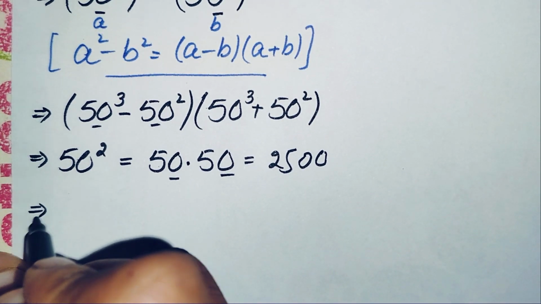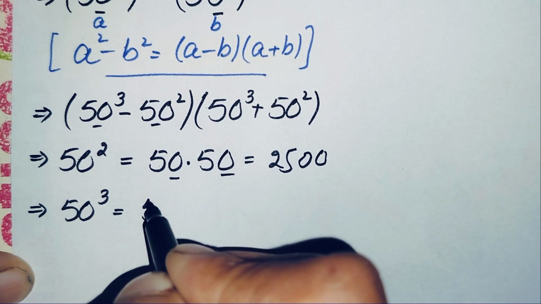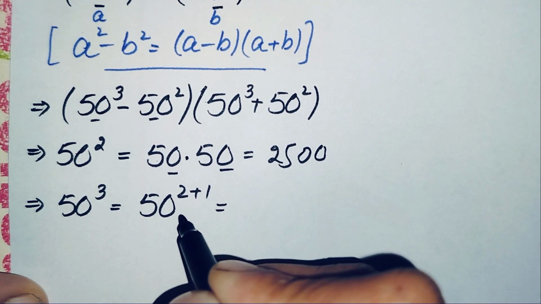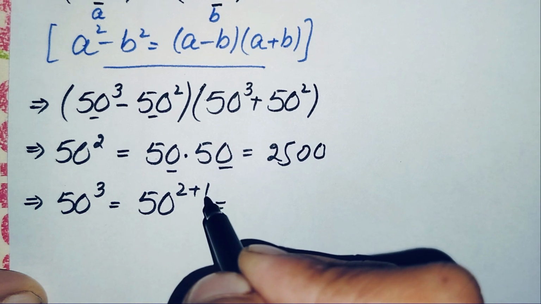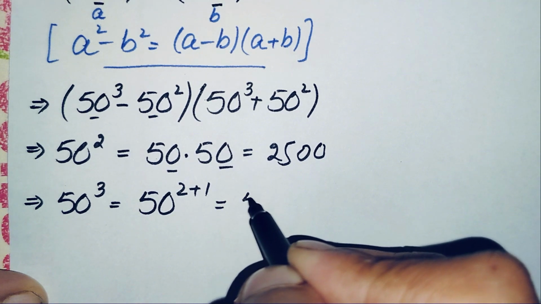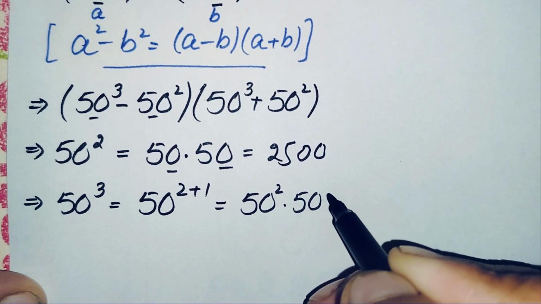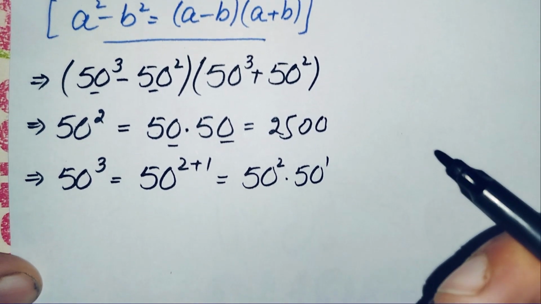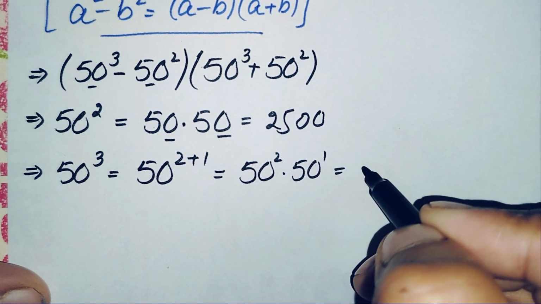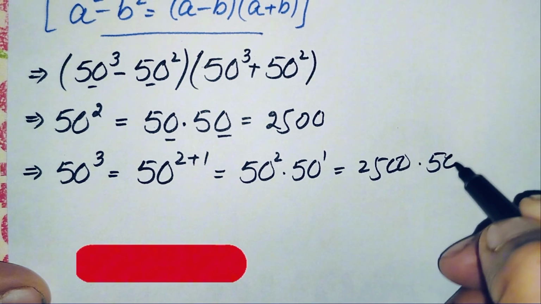Now we will try to find the value of 50 cube. So here we can write 50 cube as 50 raised to power 2 plus 1, which is 3. And here we will use an exponential identity, a raised to power m plus n, which is equal to a raised to power m times a raised to power n. Now this will become 50 raised to power 2, or square, times 50 raised to power 1. 50 raised to power 1 is simply 50. Now we have to multiply these two numbers. So here we have the value of 50 square, that is 2500, times 50.